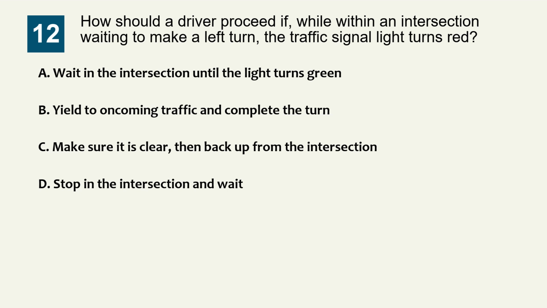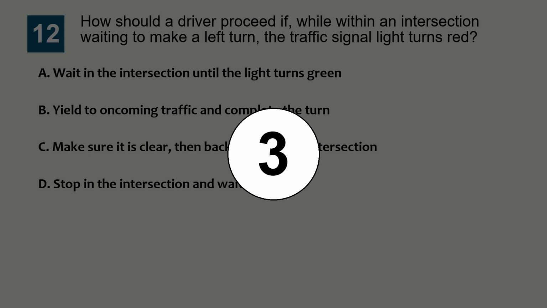Question 12. How should a driver proceed if, while within an intersection waiting to make a left turn, the traffic signal light turns red? Option A. Wait in the intersection until the light turns green. Option B. Yield to oncoming traffic and complete the turn. Option C. Make sure it is clear, then back up from the intersection. Option D. Stop in the intersection and wait.